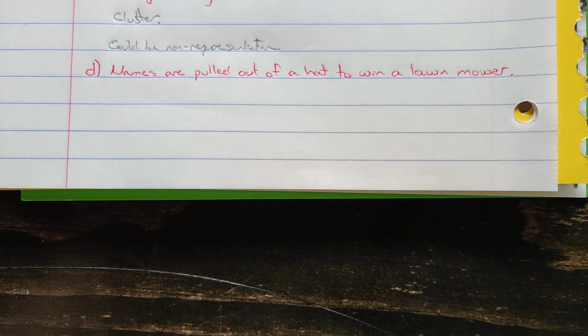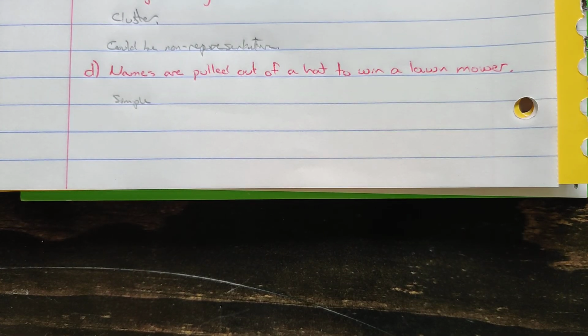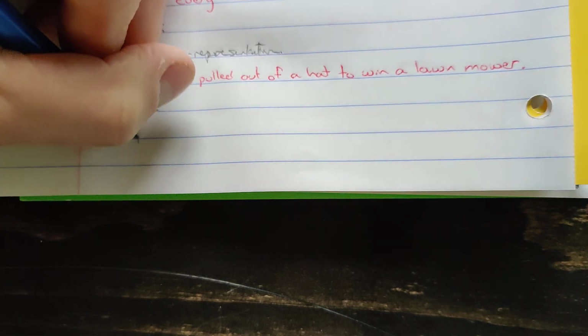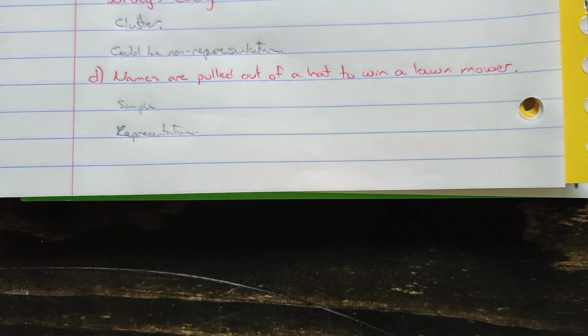Names are pulled out of a hat to win a lawnmower. So in this case here, we're just putting a bunch of names in a hat, drawing them out, and whoever gets their name pulled gets a lawnmower. This here is just a simple random sample. And in this case, would it be representative of the population? Yeah, it would be. Everyone has an equal chance of being selected in that case.